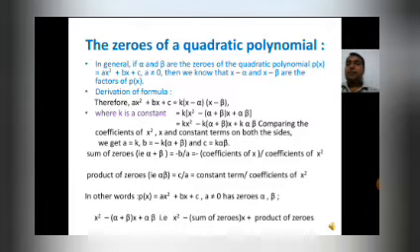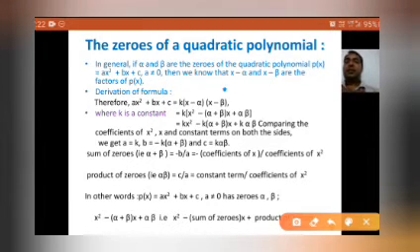In general, if alpha and beta are the zeros of the quadratic polynomial ax square plus bx plus c, a not equal to 0, then we know that since alpha and beta are zeros, x minus alpha and x minus beta are the factors of the given quadratic polynomial.